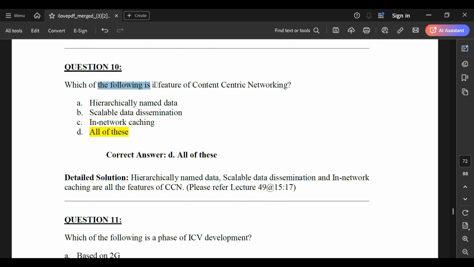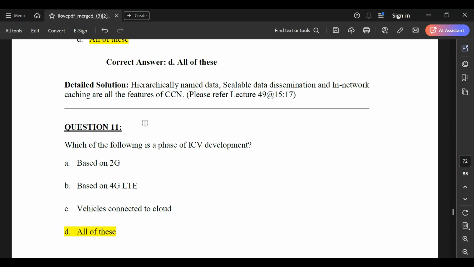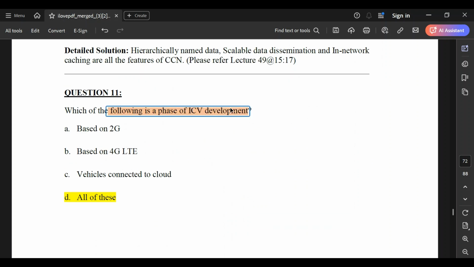Which of the following is a feature of content-centric networking? So all of these are there: hierarchically named data, scalable data dissemination, in-network caching is there. Which of the following is a phase of ICV development? So you can see based on 2G, based on 4G VoLTE. You can see 4G VoLTE is used in BSNL nowadays. This is the advancement that has been done by BSNL as they are approaching 5G technology.